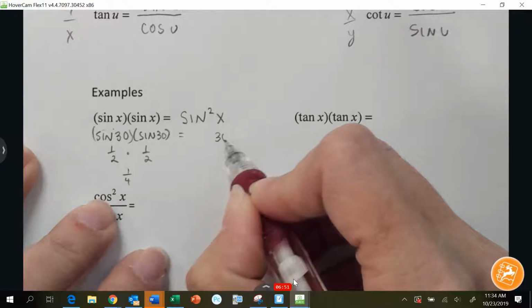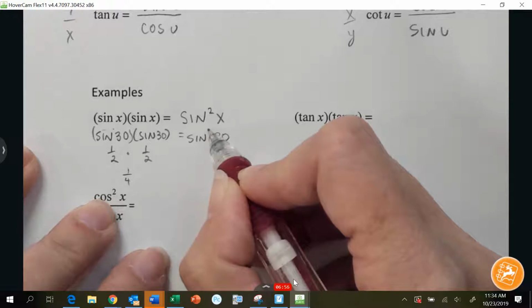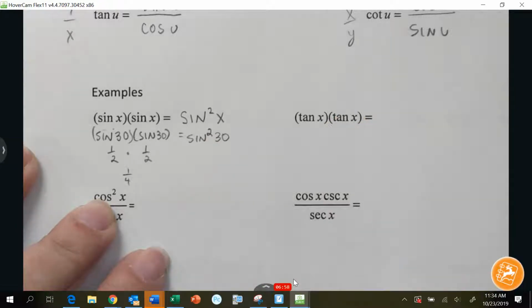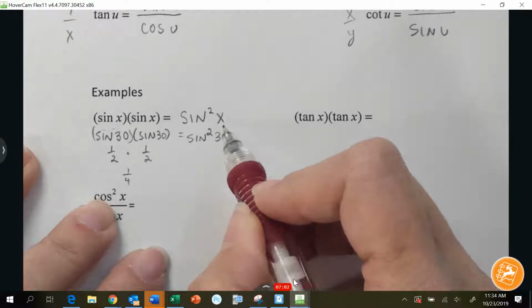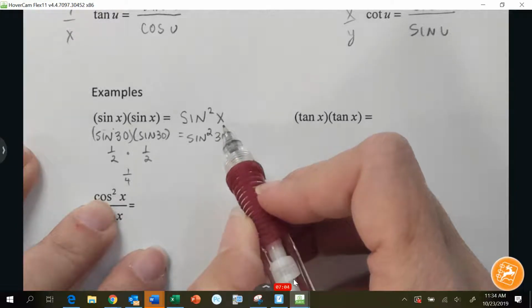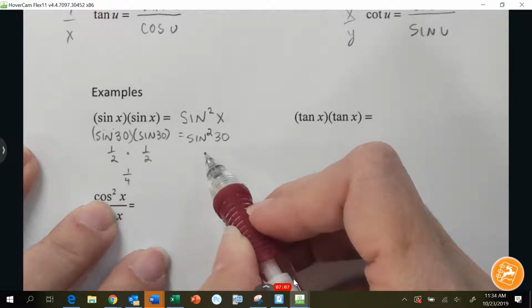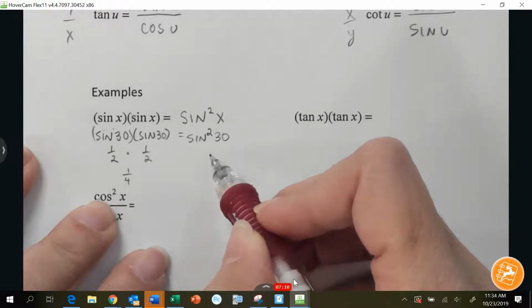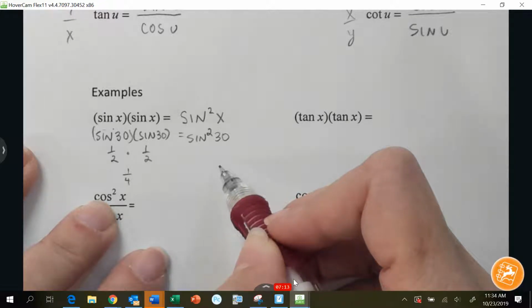So now on this side, you're going to have 30 for x. You're going to find the sine, and then you're going to square that sine. So this is why it's written this way. We're not actually squaring the 30. We're squaring the sine of 30. Because if I squared the 30, we'd be doing sine of 900 degrees, which is not what we're doing.